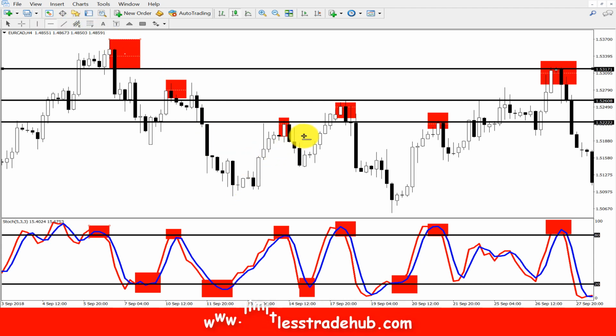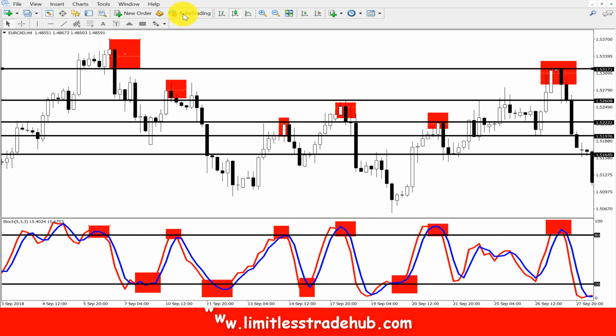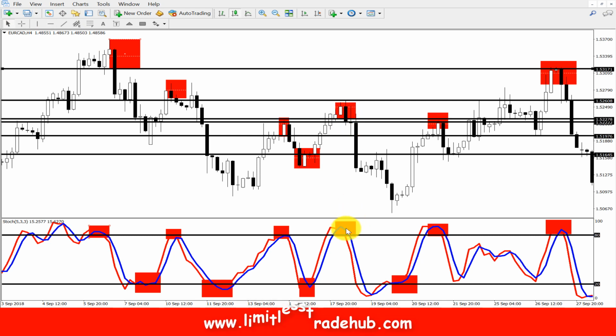Then when we came here, we see a bearish candle, the market is in the overbought zone, we can sell here. When we got here, we see the market is in the oversold zone, so we can buy from here. If we bought here, we can make 1:2, more than 1:3. When we come to this point, we see the market is in the overbought zone, we can sell here.